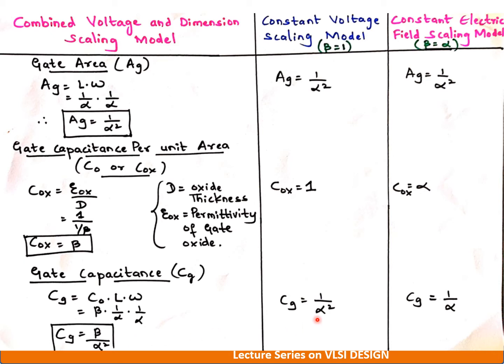In constant voltage scaling model, beta has to be replaced with 1. Therefore, scaling factor for gate capacitance is 1 by alpha square. In electric field scaling model, beta has to be replaced with alpha. Therefore, scaling factor for gate capacitance is 1 by alpha.